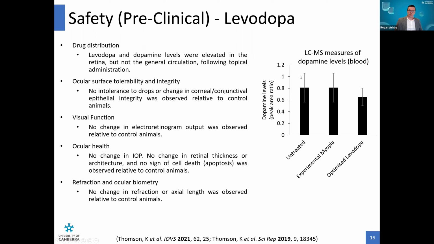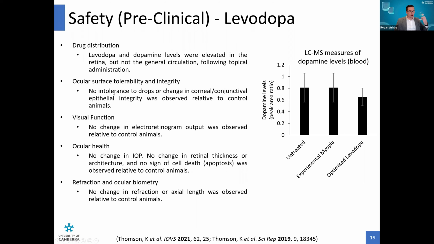What you can see is there's no difference in dopamine levels between an untreated animal, an experimental myopia animal, and an animal that's given a topical application of levodopa. And this is critical, that we're not introducing levodopa into the general circulation where it could potentially make it to the brain. In terms of ocular surface tolerability and integrity, there was no intolerance to the drop.